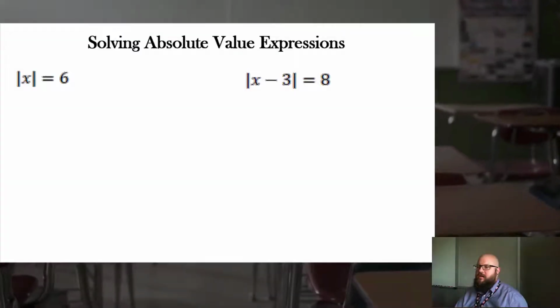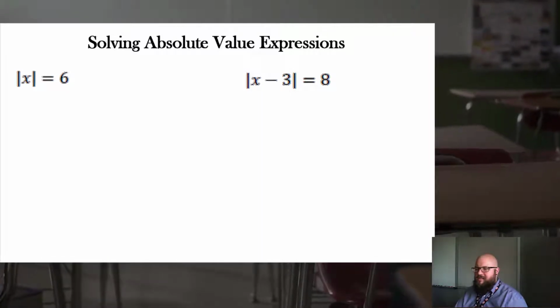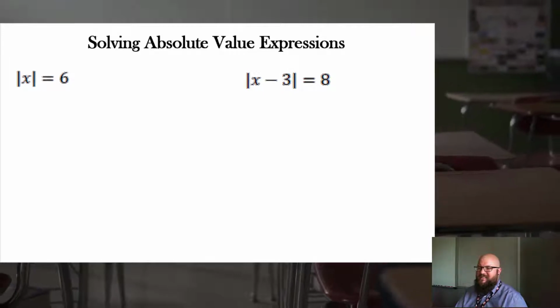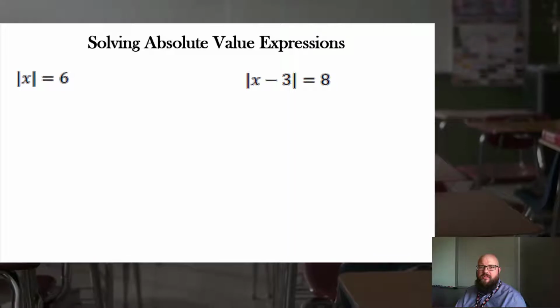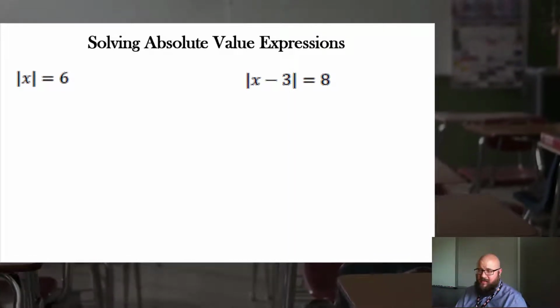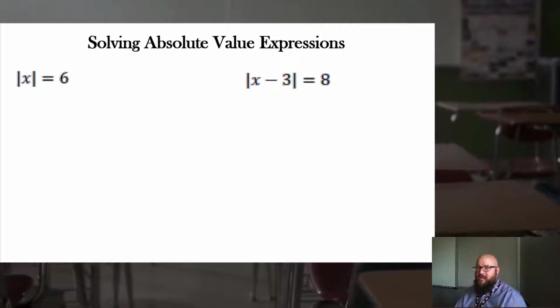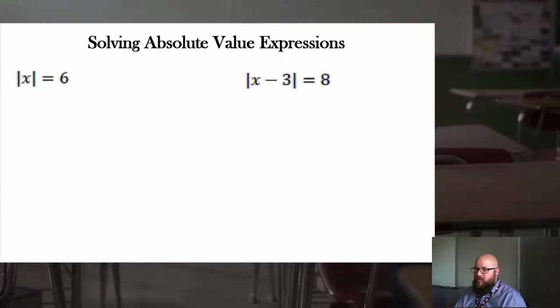Okay, so we're going to talk about solving absolute value expressions. For this, our first example is absolute value of x equals 6. And we're saying, well, it looks like we already solved for it. x equals 6, and this is true, that's half the answer. However, if it had an absolute value of a negative 6, wouldn't that also equal 6?